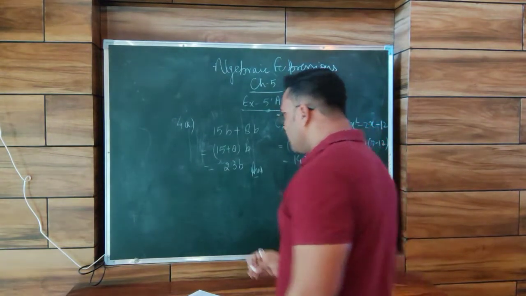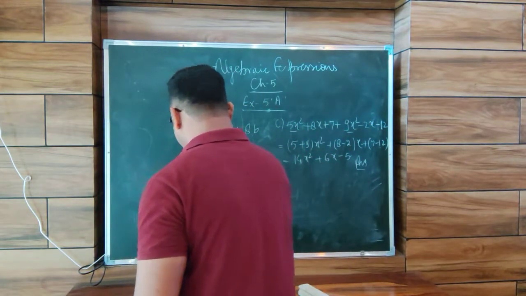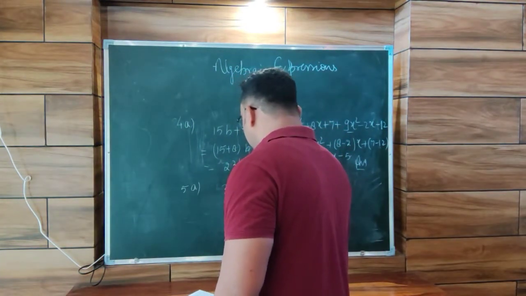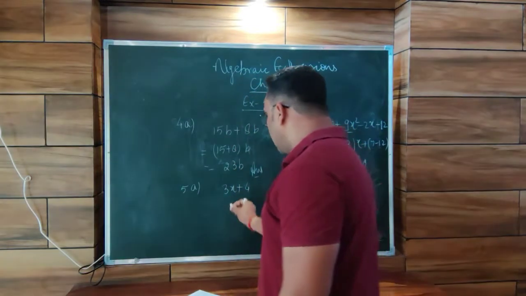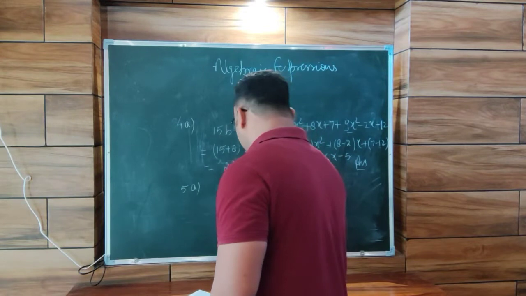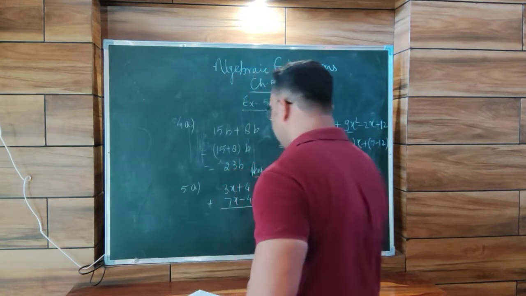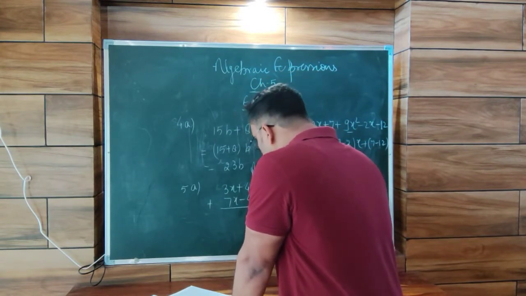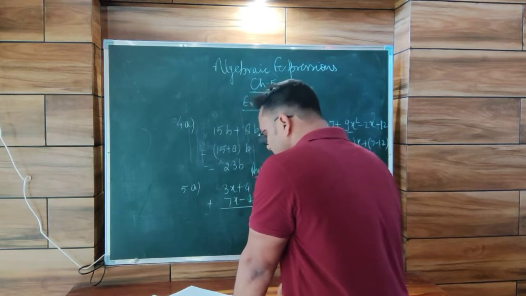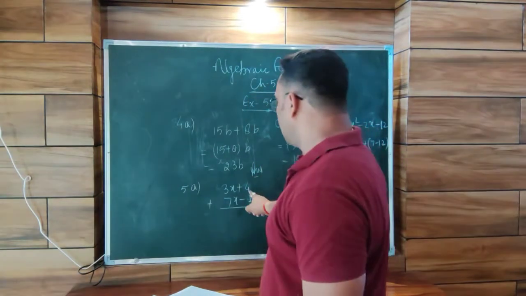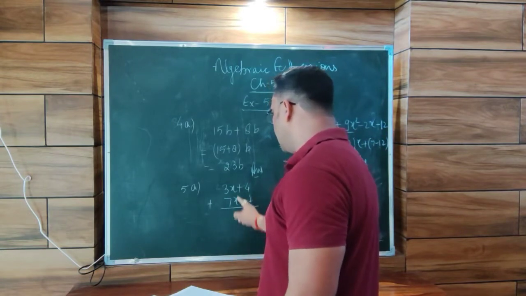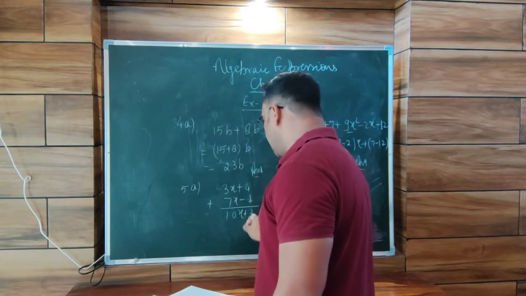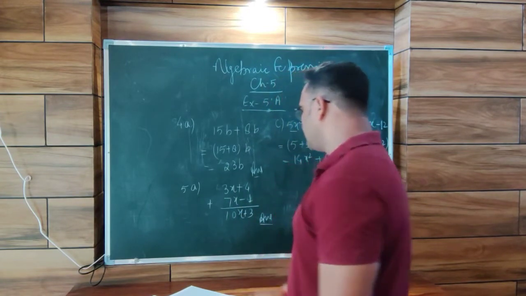Question number 5A part you can see. You have to simplify 3x plus 4 and 7x minus 1. You have to add. The addition, put the sign. Look at here. It is plus 4 and it is minus 1. So 4 minus 1, that is 3, and 3x plus 7x is equal to 10x plus 3. This is our answer.